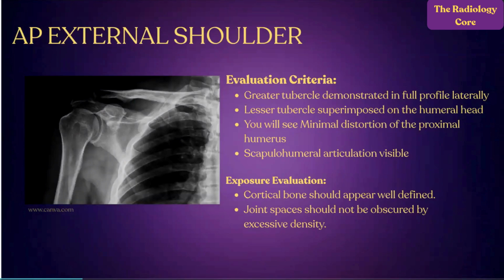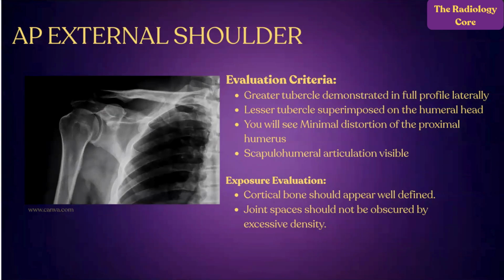So here is another view. As far as evaluation criteria for an AP external shoulder, you want to make sure that you are seeing the greater tubercle on the lateral aspect of the shoulder. That shows you that the patient's arm was externally rotated. The lesser tubercle will be superimposed over the humeral head, and you'll see minimal distortion of the proximal humerus. The scapulohumeral articulation will be visible. And then as far as exposure evaluation, the cortical bone should appear well defined. Joint spaces should not be obscured by excessive density.